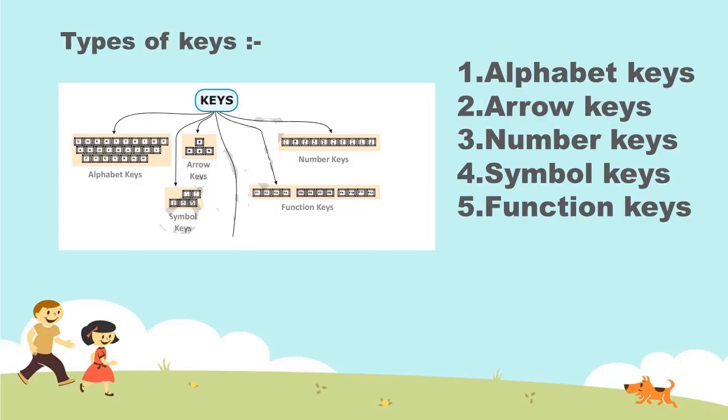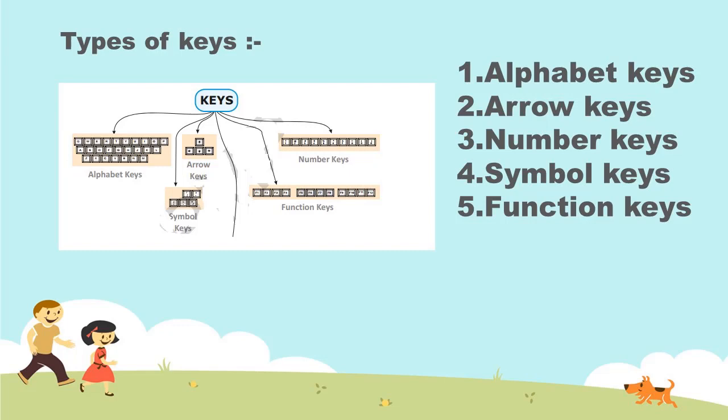Children, here are the types of keys present on the keyboard. The first one, alphabet keys. As you all know, alphabets mean A to Z. So you can write letters from these keys. Okay. Next come arrow keys. Arrow keys are used to move the cursor up and down. Cursors are the blinking lines which tell us where to stop or start writing.